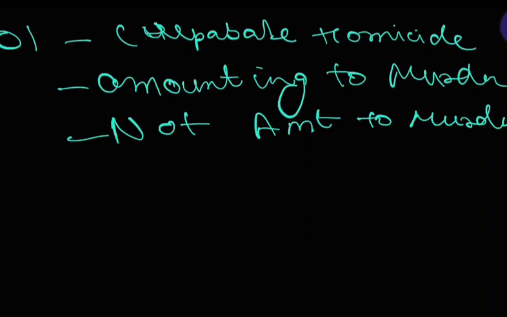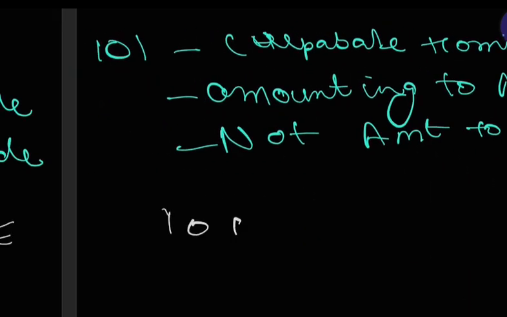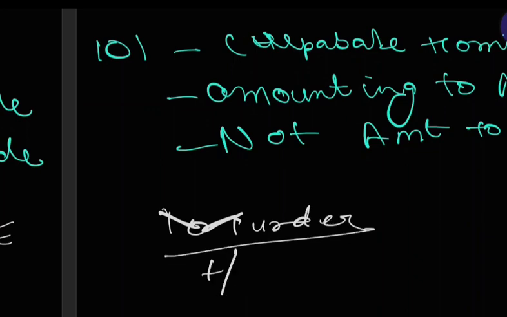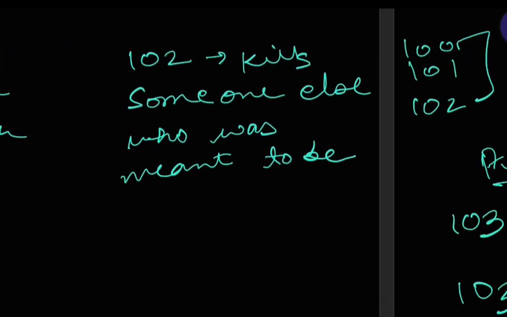Then 101 is culpable homicide either amounting to murder or not amounting to murder. Very easy. We can also remember it as 101, so in this we made the middle one an M, and this is murder. Now murder amounting to murder, not amounting to murder. Then we have 102.